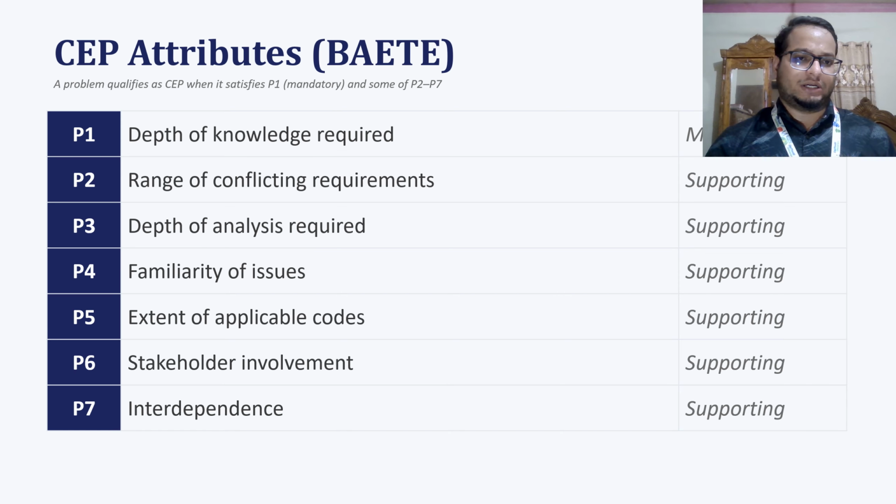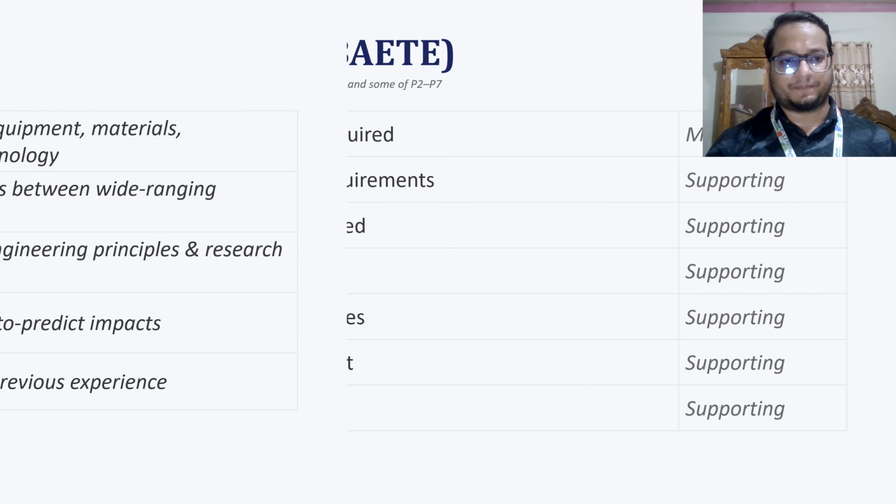Next, let's look at the main attributes of CEP. BAETE defines 7 CEP attributes from P1 to P7. Among them, P1, which is depth of knowledge, is mandatory. The others include conflicting requirements, deep analysis, unfamiliar issues, engineering codes, stakeholders, and interdependence.